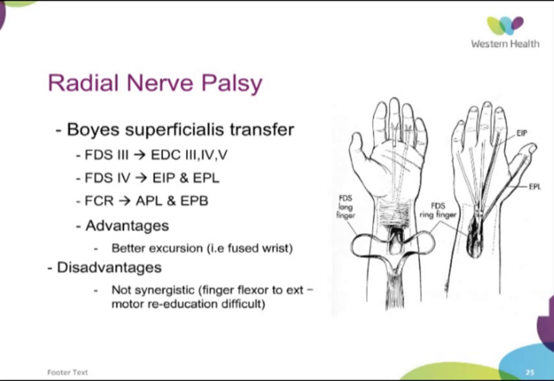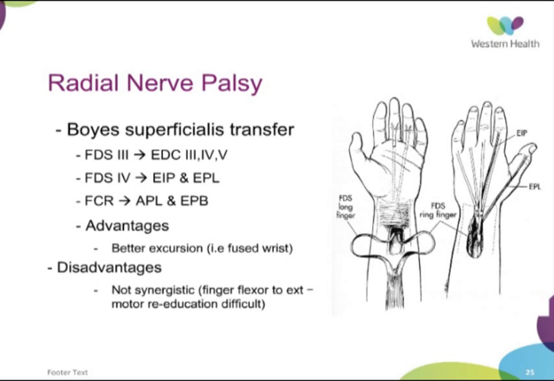So one of the principles I talked about was better excursion. As I mentioned, the flexor digitorum tendons have the best excursion, and therefore they're likely to be better for EDC in this situation. Especially if you've got a fused wrist. When you've got a fused wrist, you can't use that tenodesis effect, therefore you want the best excursion possible. However, they're not synergistic, so extrinsic flexors of the hand in flexion and extension are not synergistic, therefore, as I mentioned, there'll be more retraining involved.